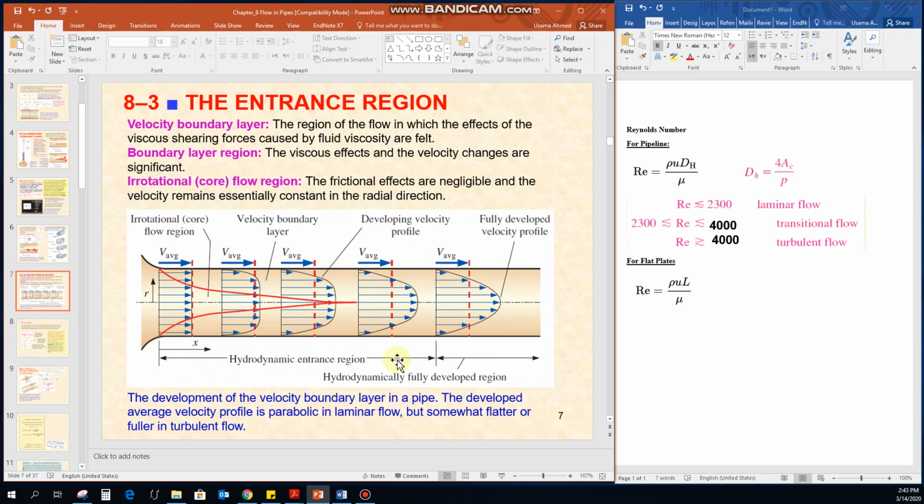This is a region where the velocity profile is developing, and after this region, once the velocity profile is completely developed, we have the hydrodynamically fully developed region. So how are we getting this kind of flow within the pipeline?